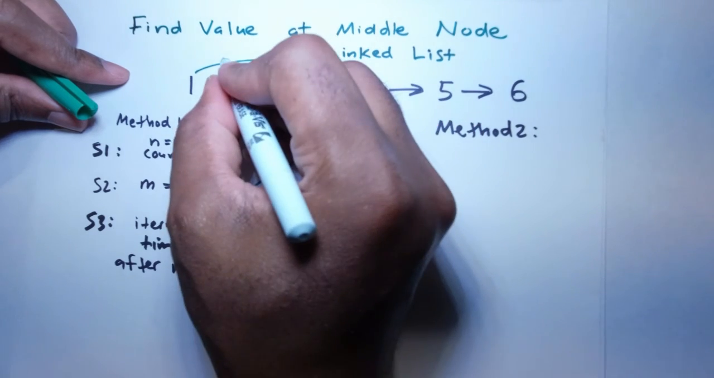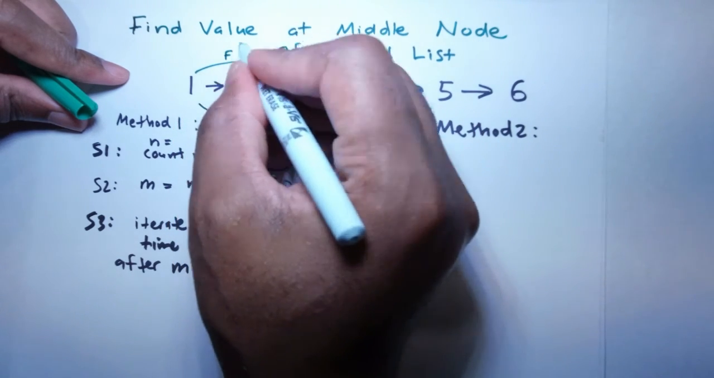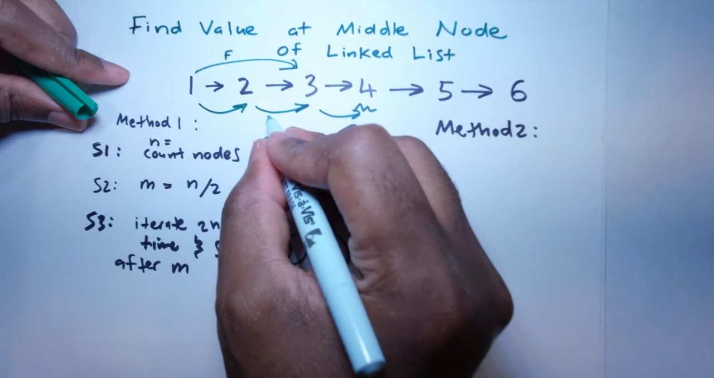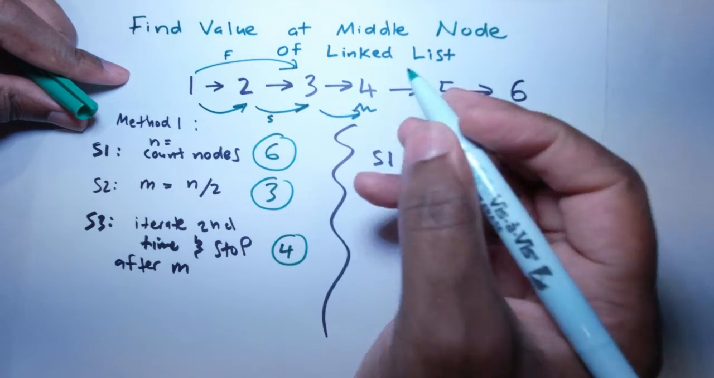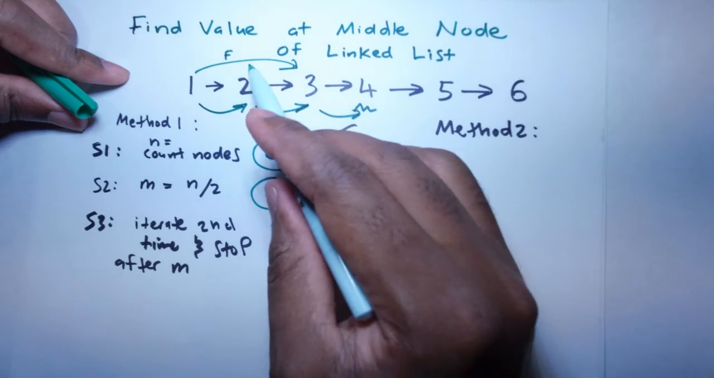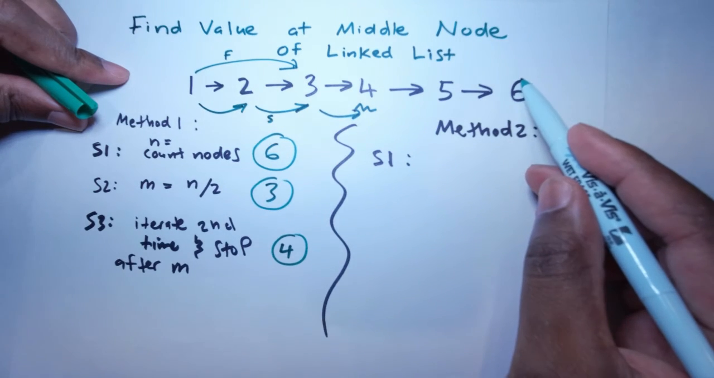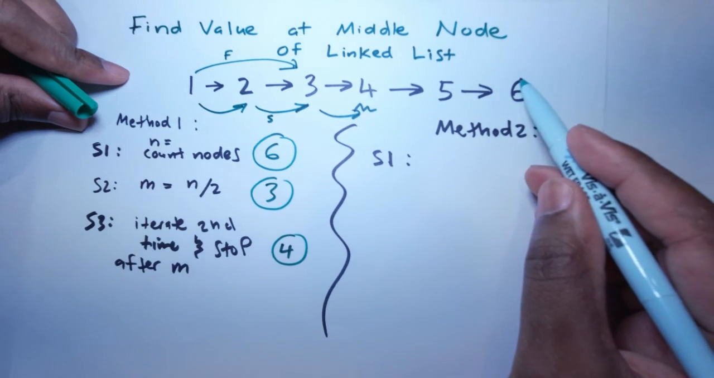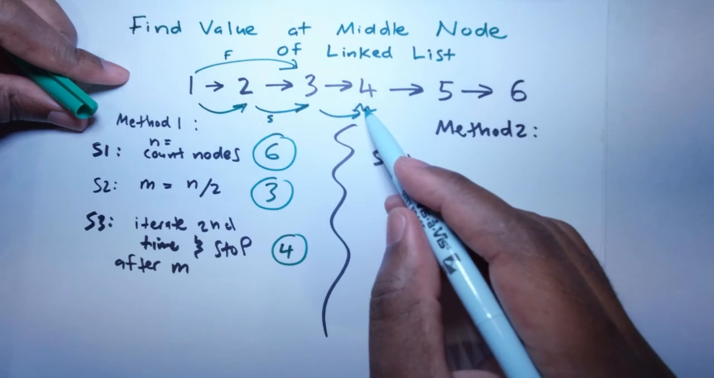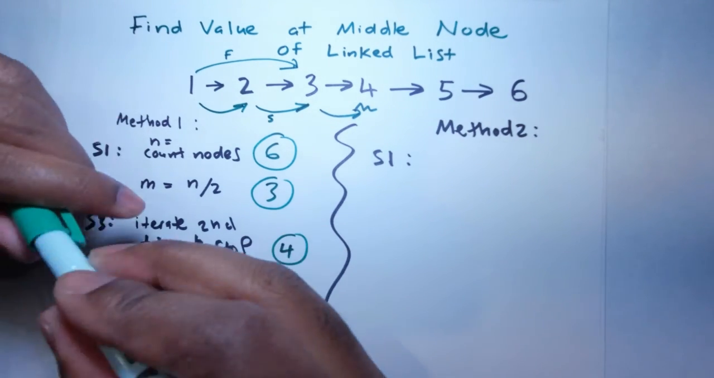So let's give it some names. We give this fast iterator F, and then we give the slow iterator S. So what happens is, by the time F gets to the end, because it's moving twice as fast, the slow iterator will be at the middle. So that's the big picture.